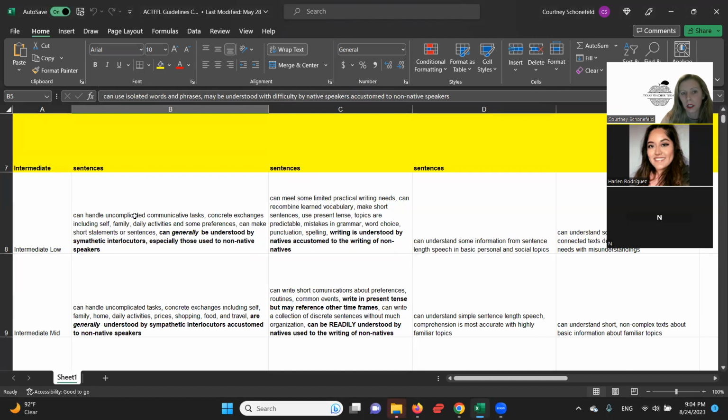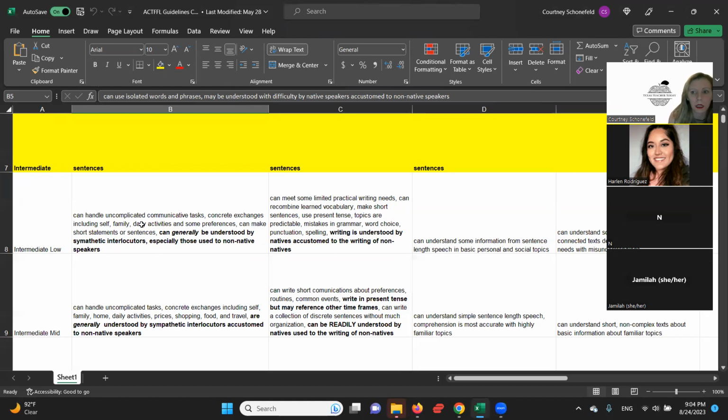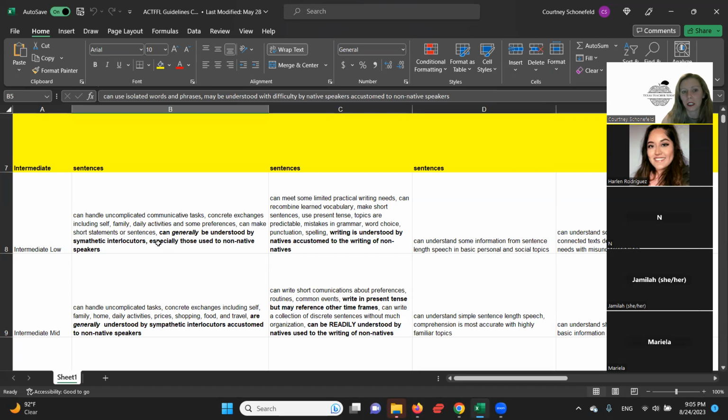It still has to be uncomplicated tasks that they're doing. So they can handle uncomplicated communicative tasks, concrete exchanges. They can generally be understood by sympathetic interlocutors. So people that are trying to understand them, right? That actually want to make an effort, especially those used to non-native speakers.